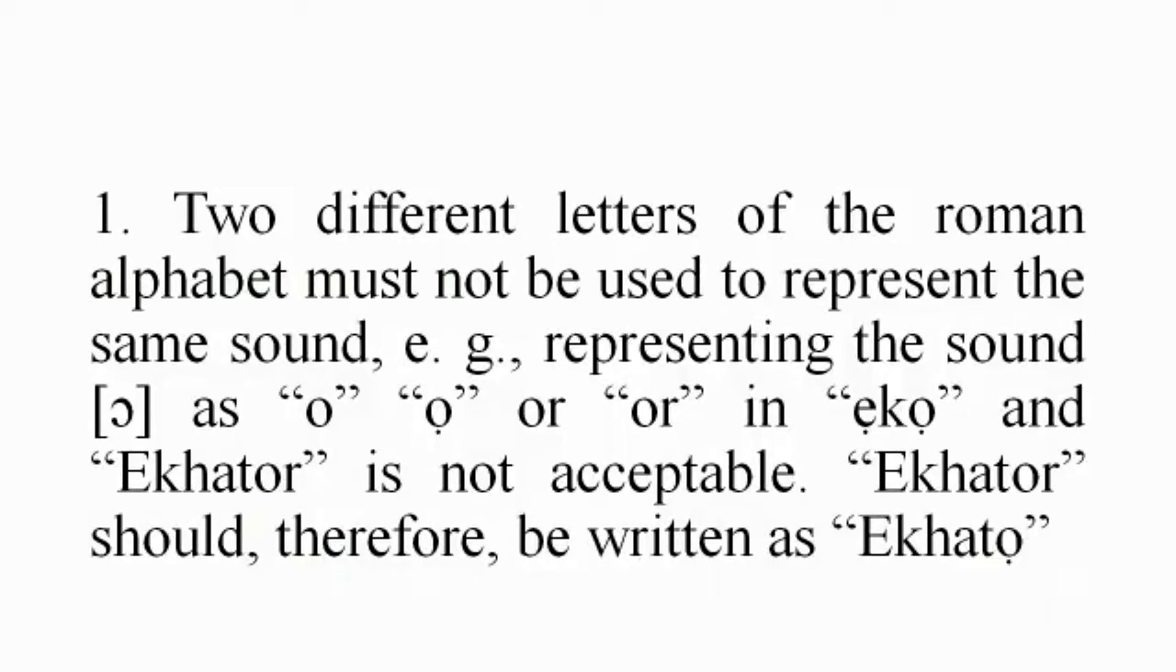So before we do this, there are basic rules that must be followed very strictly. The first is that two different letters of the Roman alphabet must not be used to represent the same sound. For instance, when you represent the O you hear in orca, you have it in Zephyr, you have it in Ekato. So it is the same sound.